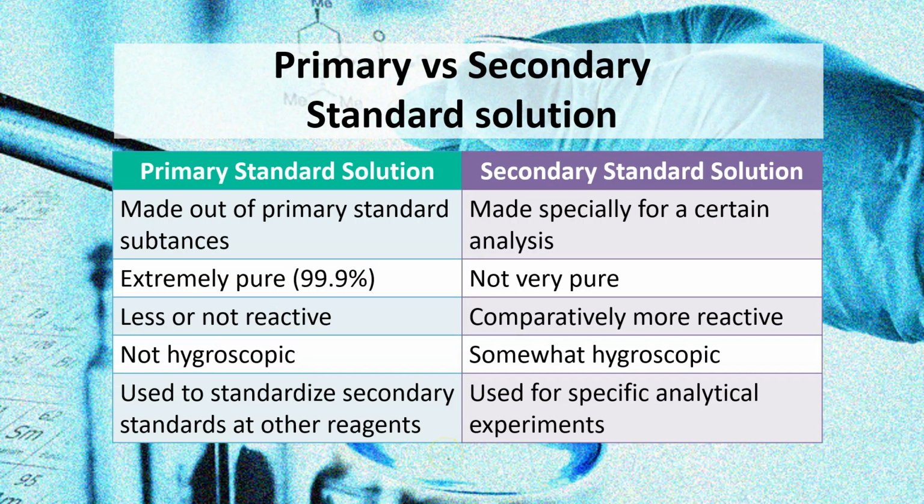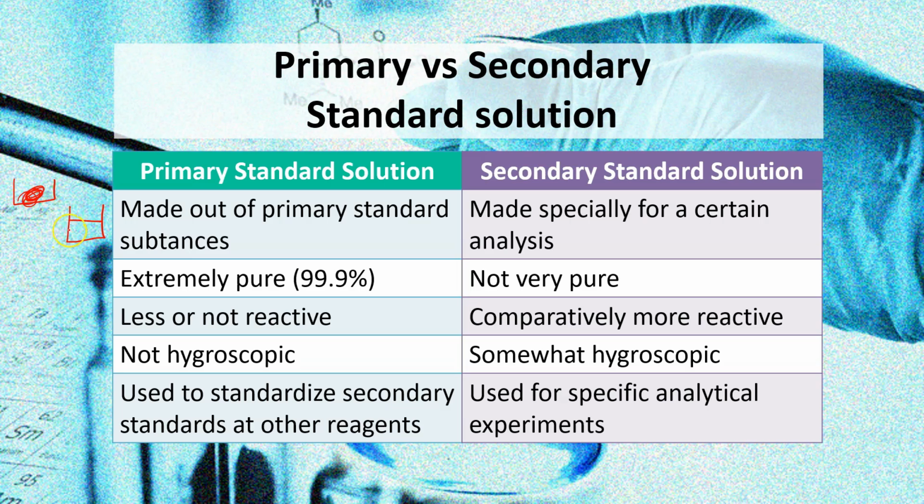Let's look into the comparison between the primary standard solution and the secondary standard solution. First, the primary standard solution is made out of the primary standard substance. For example, to prepare the standard solution of NaCl, it can be prepared from the solid of NaCl. The secondary standard solution is made specially for a certain analysis.